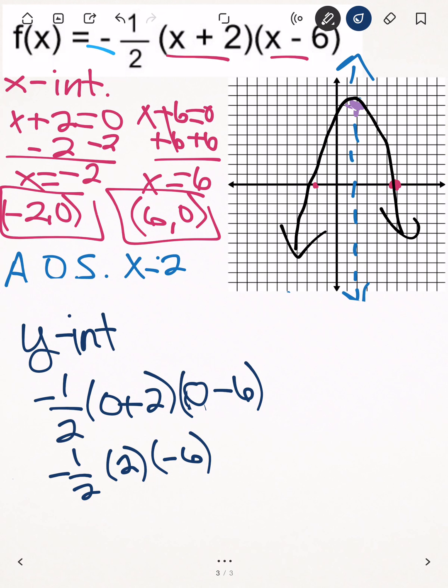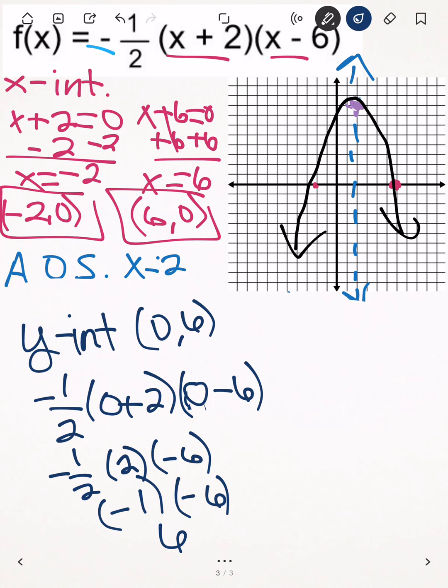A negative 1/2 times 2 is a negative 1. Negative 6 times a negative 1 is a 6. So my Y-intercept is 0, 6. So there we have graphed everything, and we know everything we need to know for graphing in intercept form.